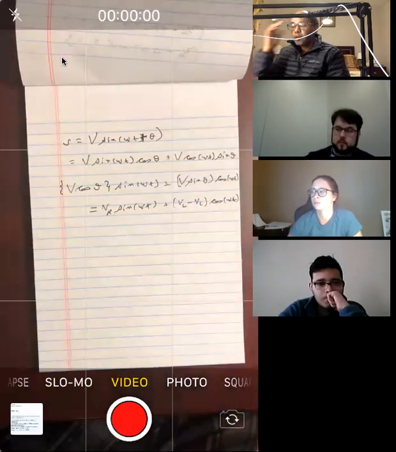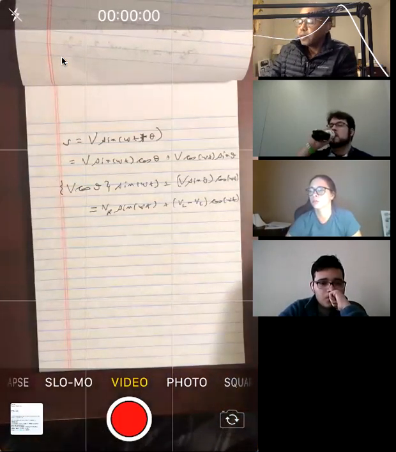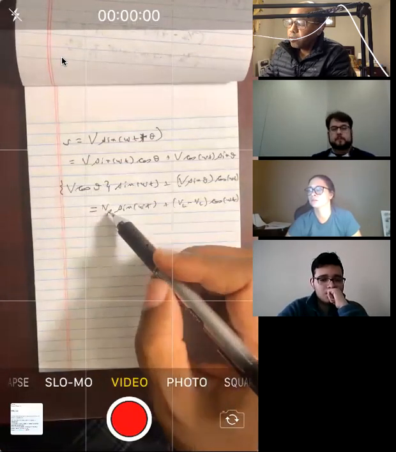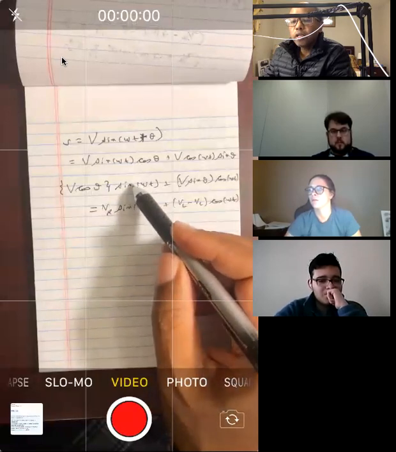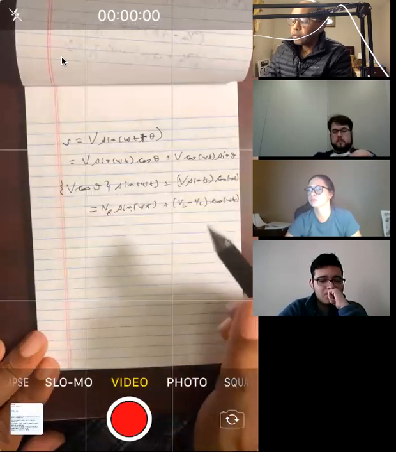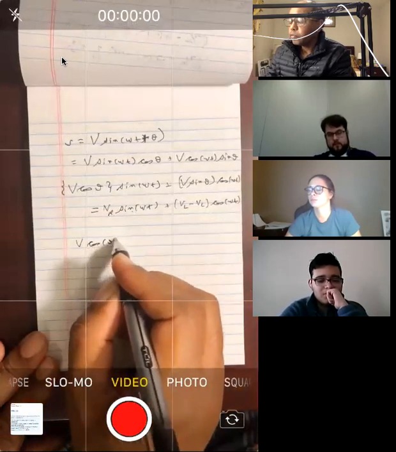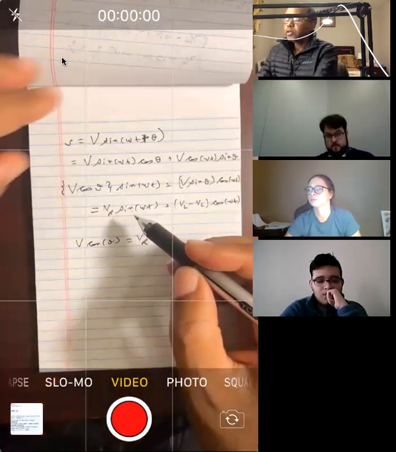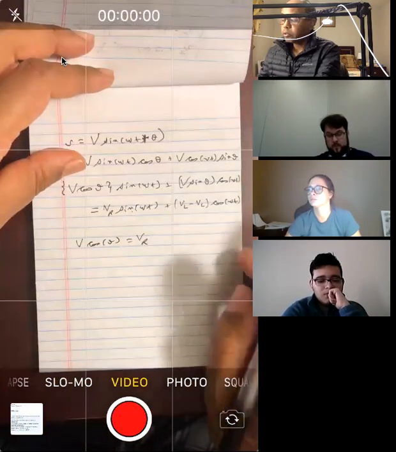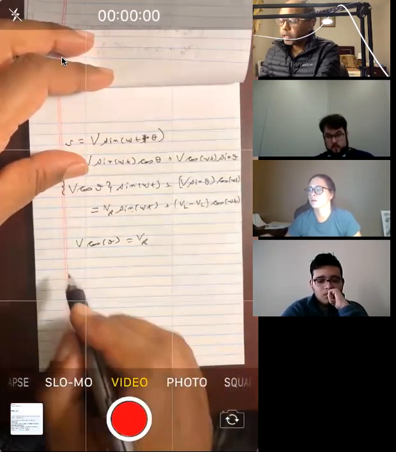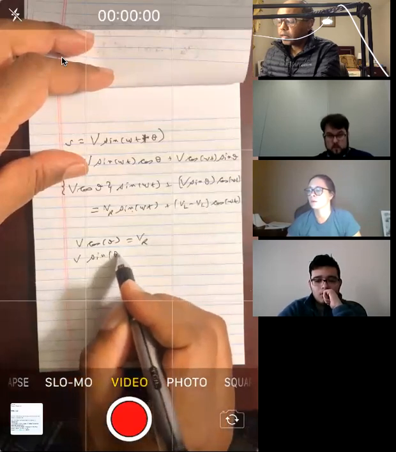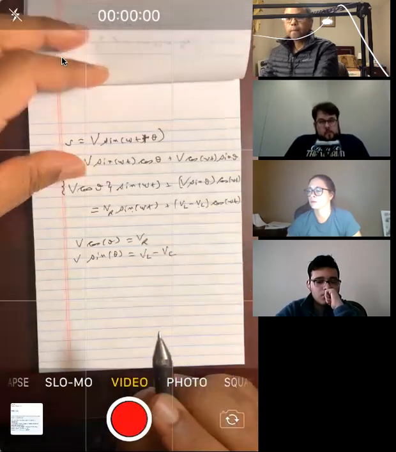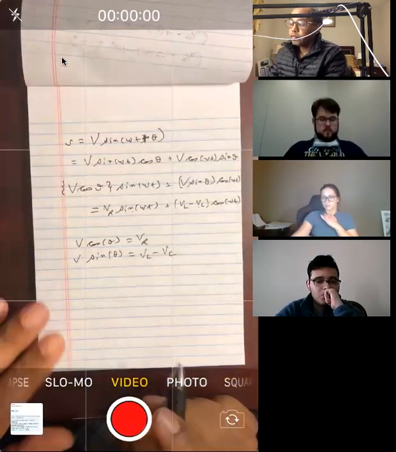Now remember, cosine and sine are independent functions, right? So if this has to be equal, the coefficient of sine on the left side and the coefficient of sine on the right side must be equal, all right? So we have the following equation: V cosine of theta equals VR. We're equating the coefficients because cosine and sine are independent functions, or you can say perpendicular to each other. And then from this one, we got V sine of theta equals VL minus VC. Okay? So we have these relationships.